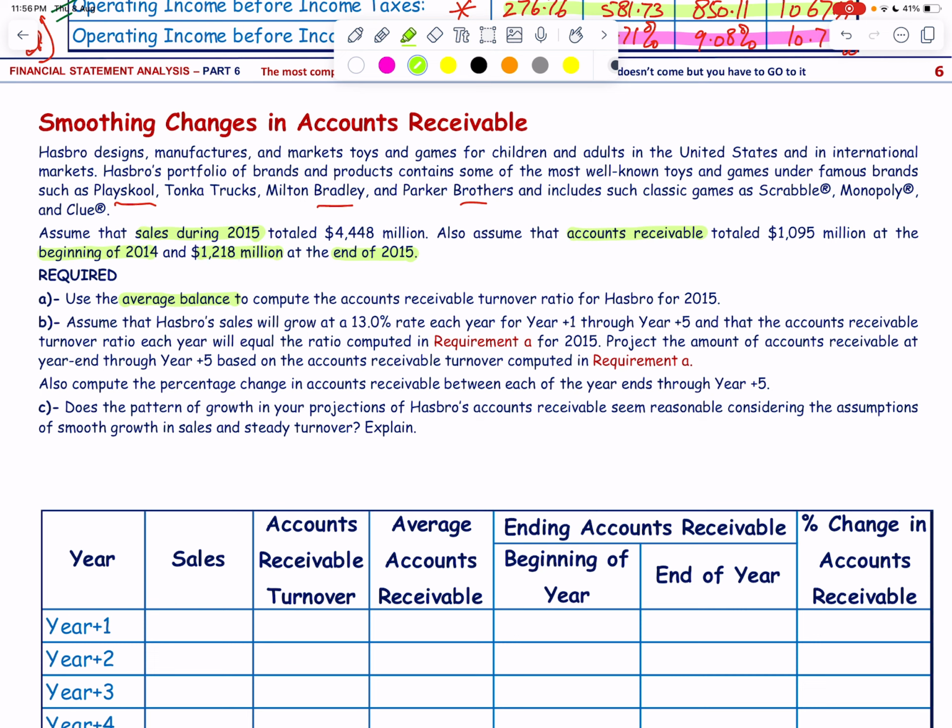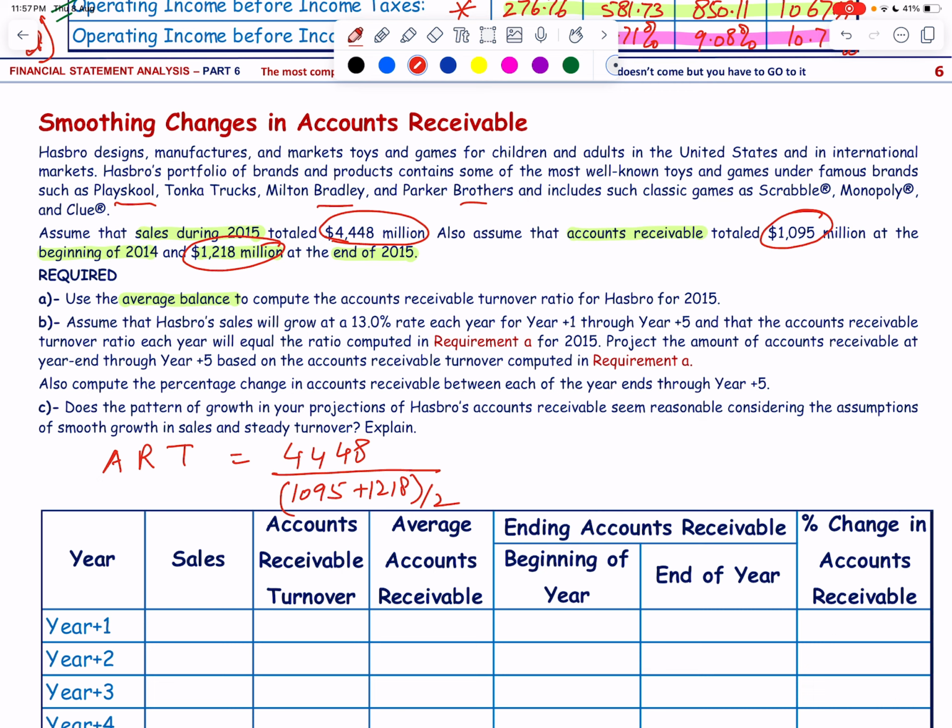So first of all, let us calculate the average balance, and that is the accounts receivable turnover. So accounts receivable turnover will be equal to the sales of 2015, 4,448 million, divided by average accounts receivable, and the average accounts receivable is 1095 plus 1218 divided by 2, because we have to take the average. So this will be equal to 3.85. So the accounts receivable turnover is 3.85.